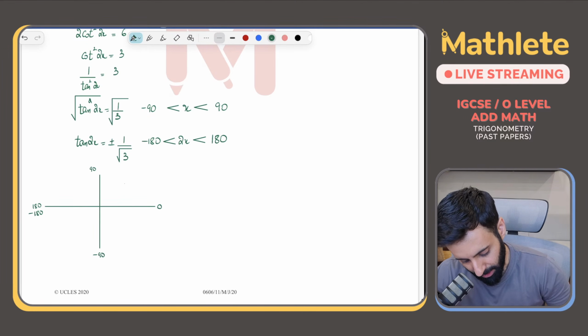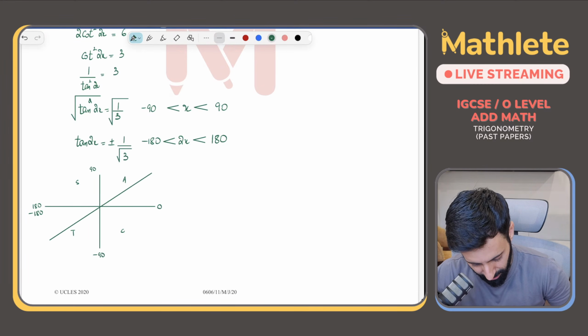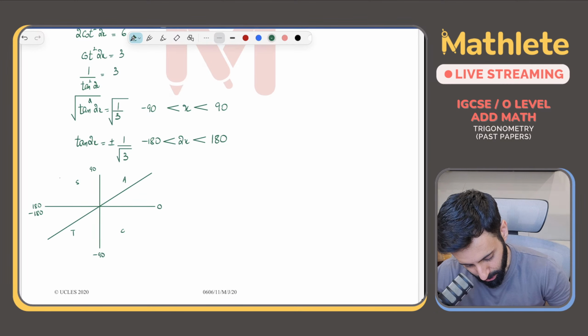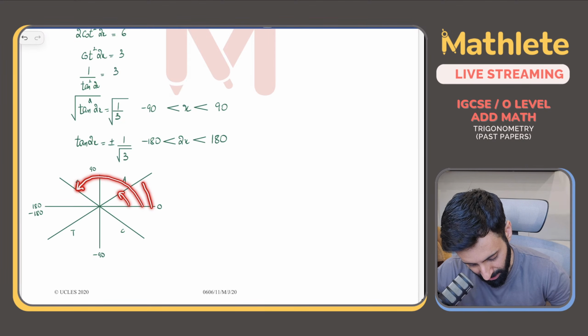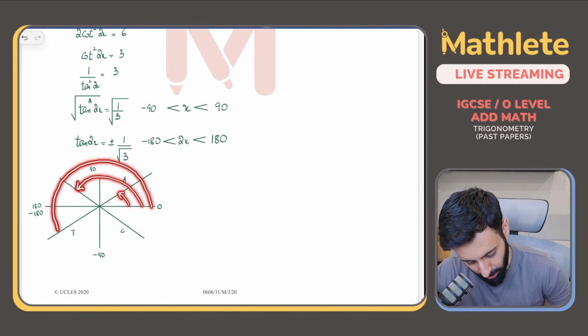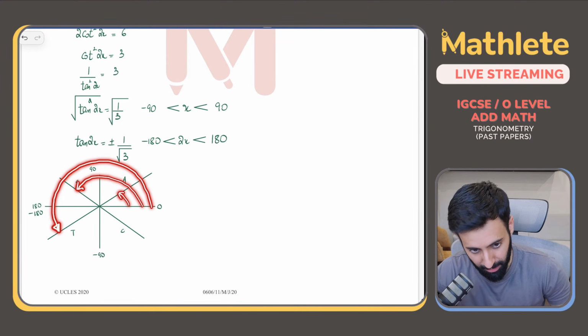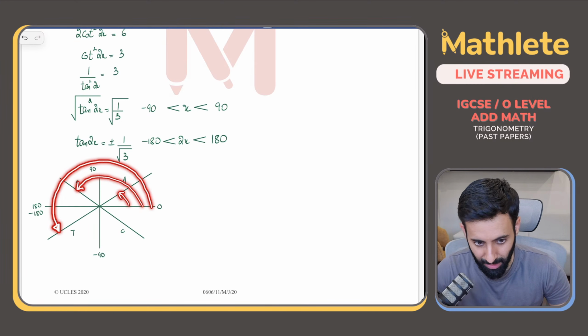Okay? Now, tan is positive and negative, which means it's going to be in the first, second, third, and fourth quadrant. Okay, now in the first 2 quadrants, we will go in an anti-clockwise direction. Okay, so when we're looking at the solutions in the first 2 quadrants, we will go in an anti-clockwise direction. In the third quadrant, we will not go in an anti-clockwise direction because if we do that, that's going to be greater than 180 and that's outside the range.